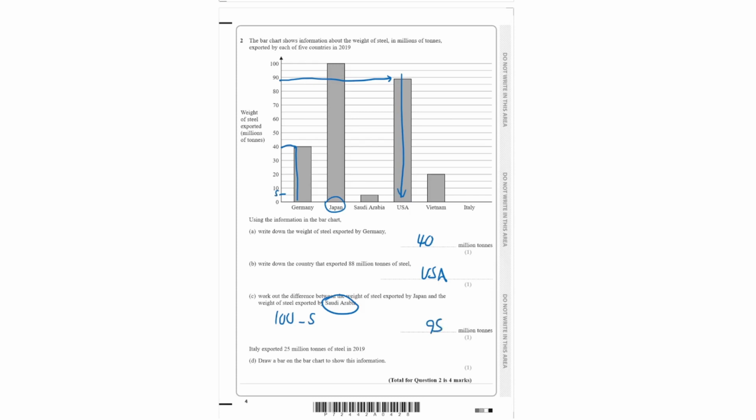Italy exported 25 million tons of steel in 2019. Draw a bar on the bar chart to show this information. So simply we look at the y-axis. We go 10, 20, 30. Halfway between 20 and 30 must be 25. So we simply draw a line perpendicular. And for Italy, we draw a line here, here, and here. And that is our bar chart.